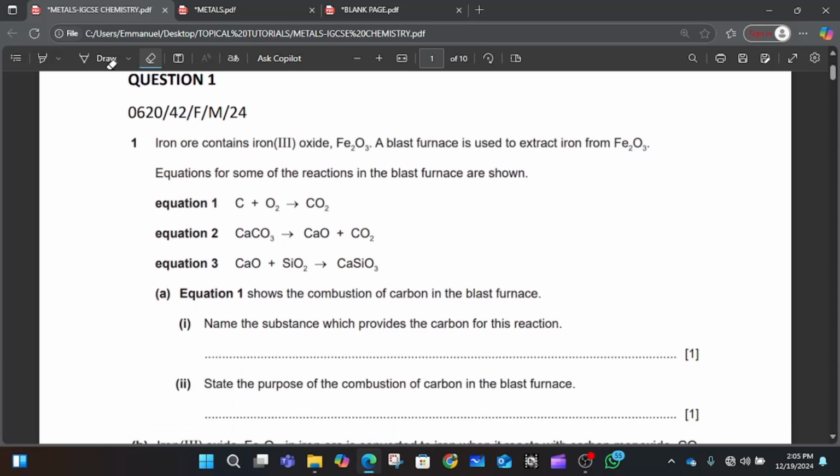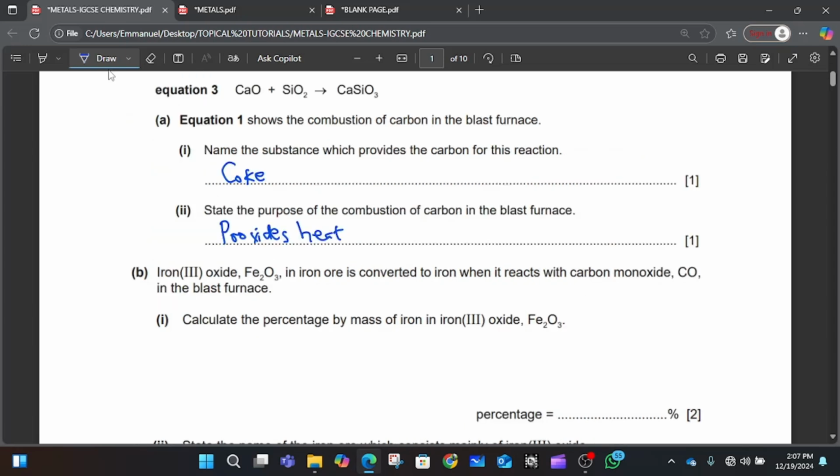A. Equation 1 shows the combustion of carbon in the blast furnace. I. Name the substance which provides the carbon for this reaction. So we said coke is the impure form of carbon, and so it is coke that is used to give us the carbon. II. State the purpose of the combustion of coke in the blast furnace. Coke is actually a black solid like charcoal that is burnt to provide heat for the chamber.